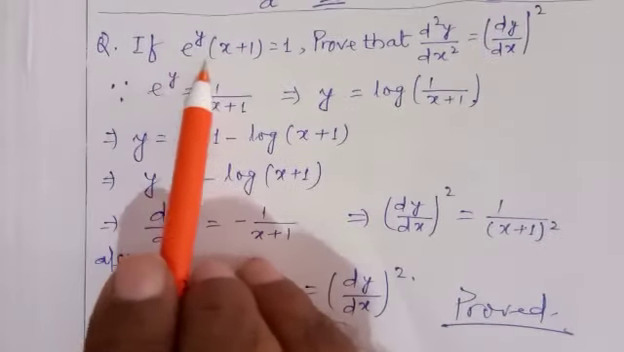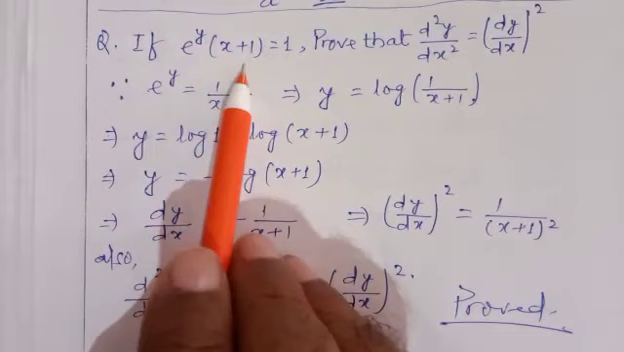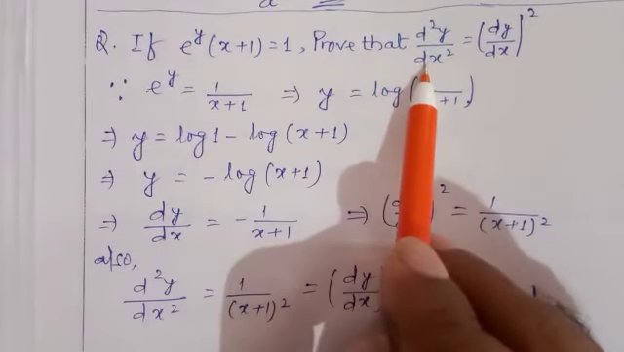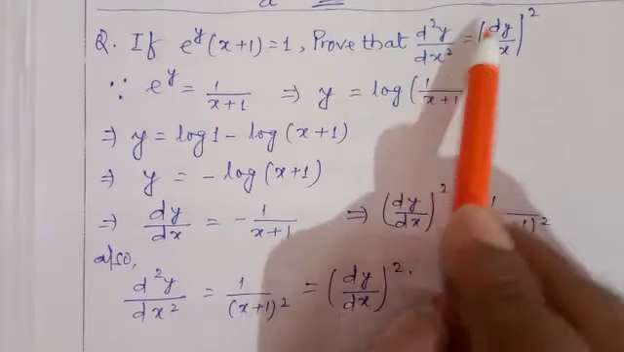See another question. If e to the power y into x plus 1 is equal to 1, then prove that d2y by dx square is equal to dy upon dx whole square. See what is given. E to the power y into x plus 1 is equal to 1. Transfer this x plus 1 to the right side. So e to the power y is equal to 1 upon x plus 1.